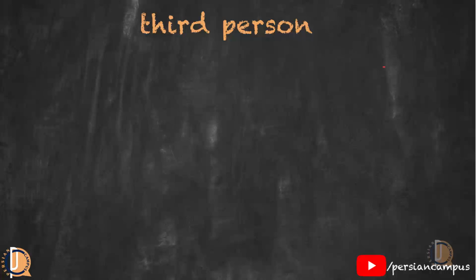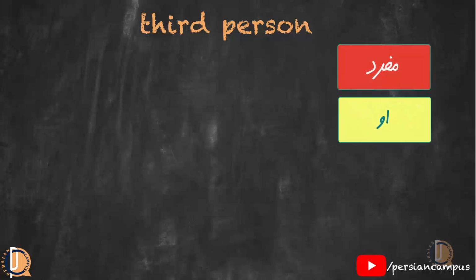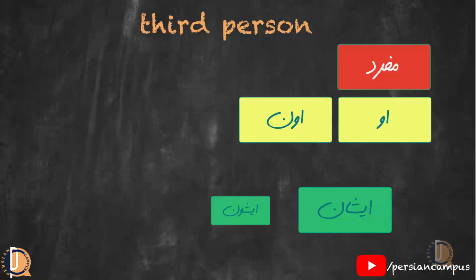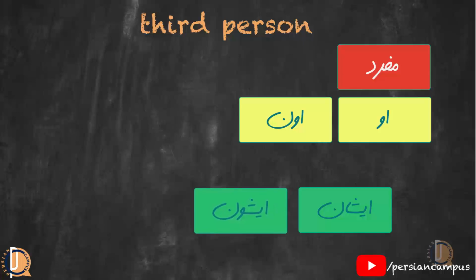For a singular pronoun, you have learned u, which is not gender specific and can be used informally as un. There is another pronoun that we use formally to talk about a third person singular, and that is ishan. And you can change it to ishun to make it one step informal.